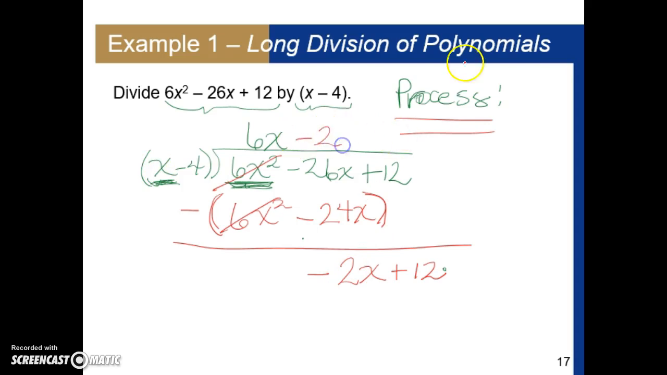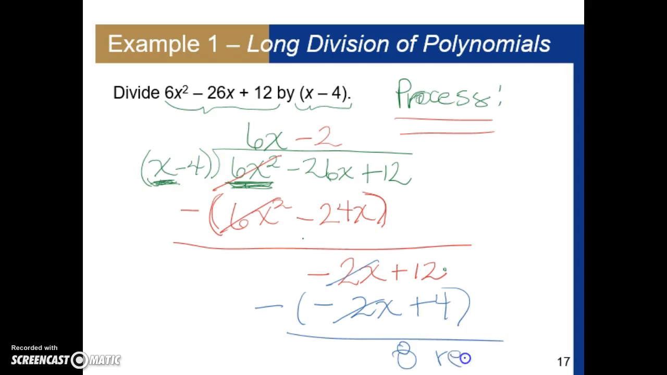Well, that's negative 2. So I'm going to multiply this by everything out here. So negative 2x plus 4. And then I'm going to subtract the whole thing. So negative 2x plus 2x, those cancel, and 12 minus 4 equals 8. So I have a remainder.